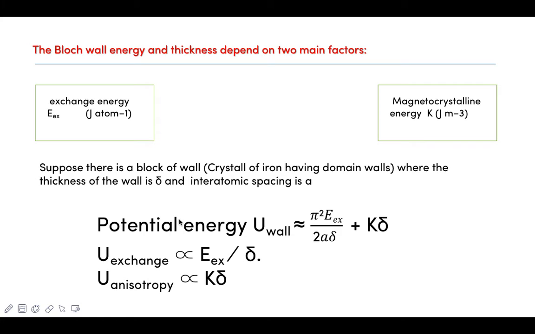So the potential energy U of the wall is approximately equal to pi squared E of x divided by A, times delta, plus K delta, or K sigma, whatever you call it, they're both the same. An exchange term and an anisotropy term.